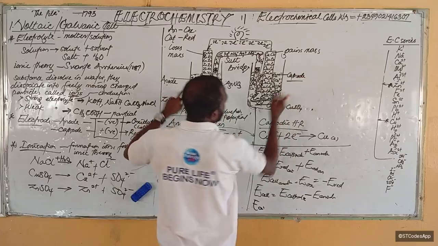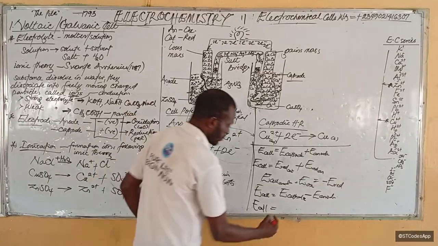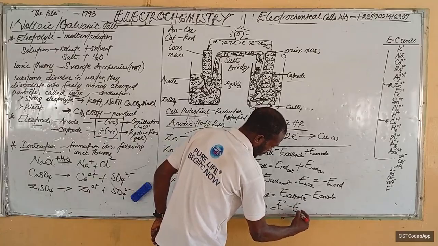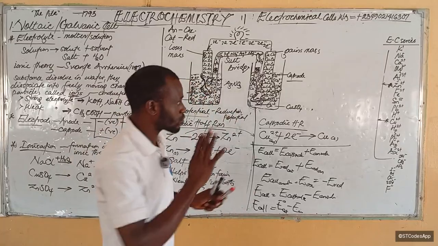Now, how do we calculate E cathode? How do we calculate E anode? There's a standard E cell. Now, there is E standard of the cathode minus E standard of the anode. But how do we get the E standard? That's what I want to teach you now.